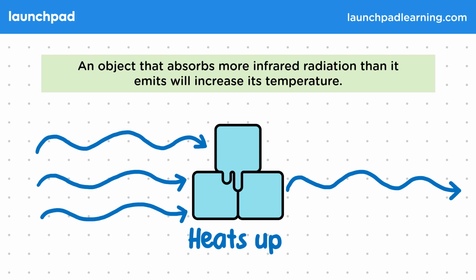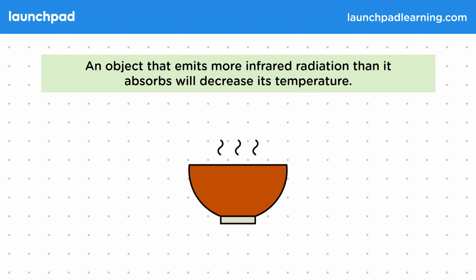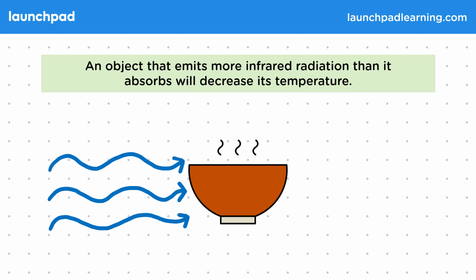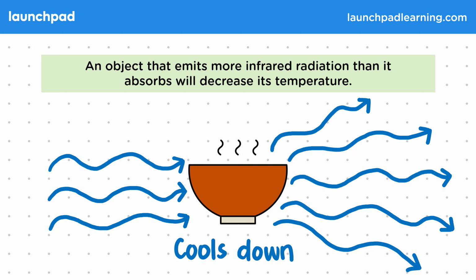But what if an object is emitting more infrared radiation than it absorbs? Well, an object that emits more infrared radiation than it absorbs will decrease its temperature. Now let's look at this hot bowl of soup. It will also absorb a fair amount of radiation from the surroundings, but it will release loads of radiation at the same time. So it's releasing a lot more energy than it's absorbing, meaning that overall it will cool down, causing its temperature to drop.